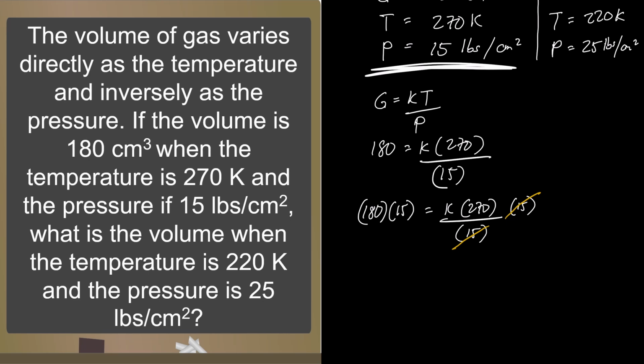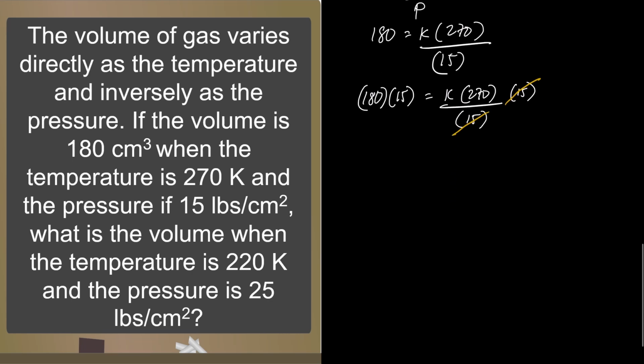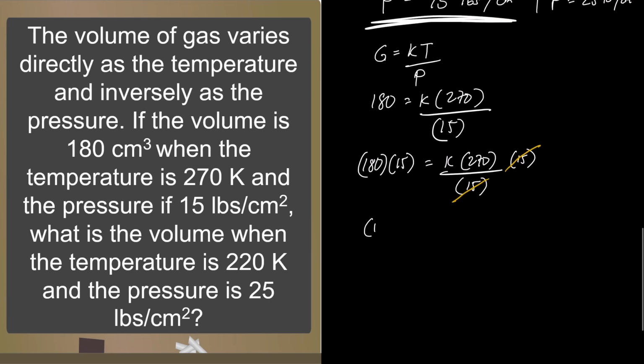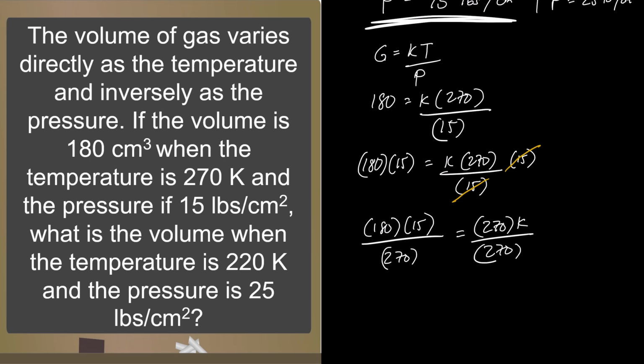So from here, we can cancel this. And then how do we isolate K again? How do we remove 270? We have to divide both sides by 270. So we will have 180 times 15 divided by 270 is equal to 270 K divided by 270. So we can cancel this. In short, K is equal to 180 times 15 divided by 270, or 10. K is equal to 10.